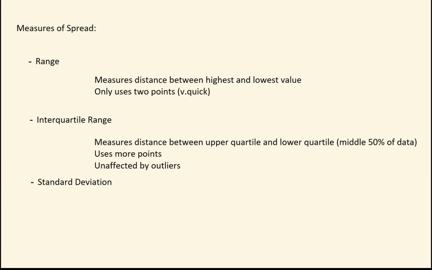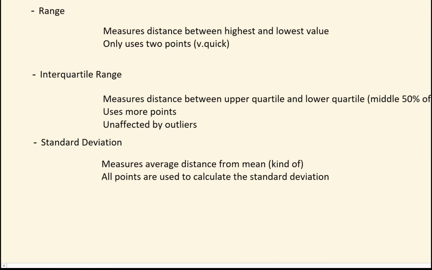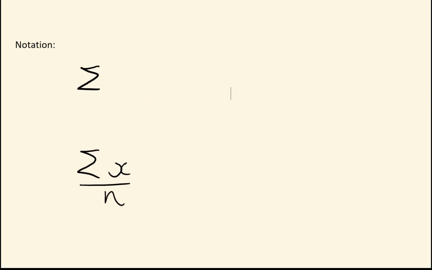The last one, or the new one, is the standard deviation. This kind of measures the average distance from the mean. It's not exactly that, but that's the best way to think about it. The advantage is it uses all points involved to calculate it, so it tends to be the most accurate, because basically every point will affect the standard deviation. So we're going to look now at how to work out the standard deviation.